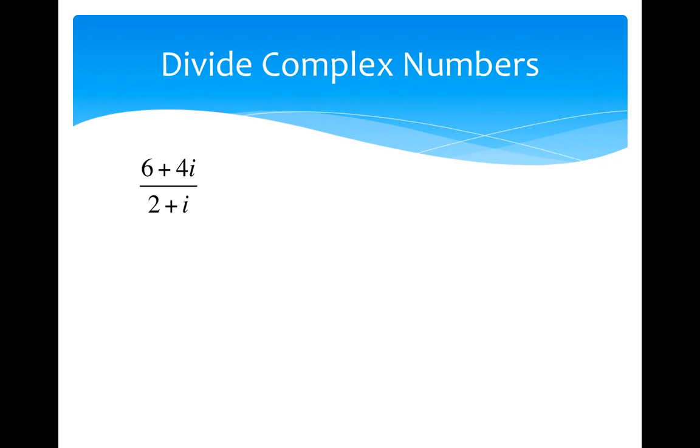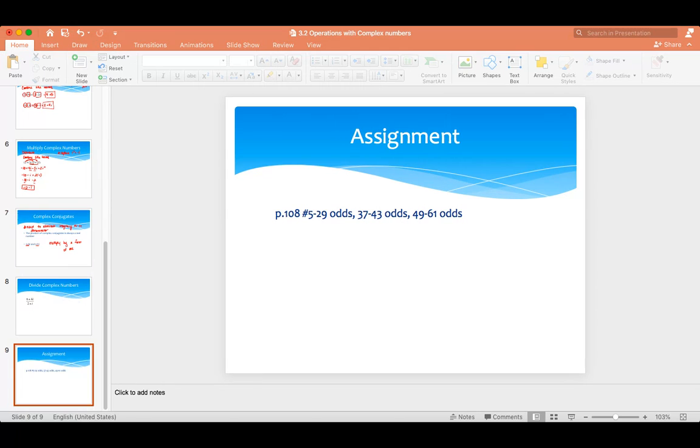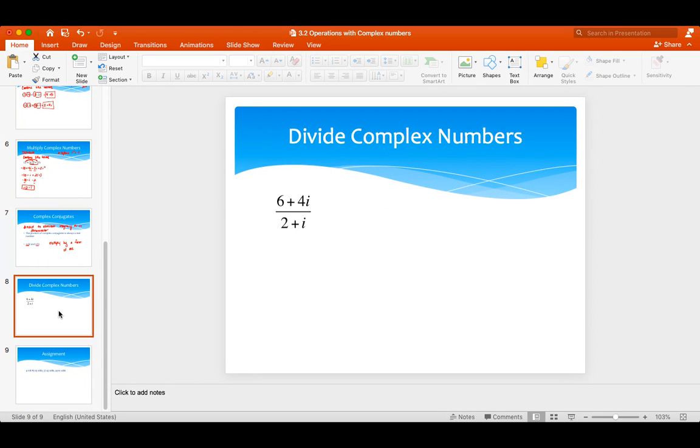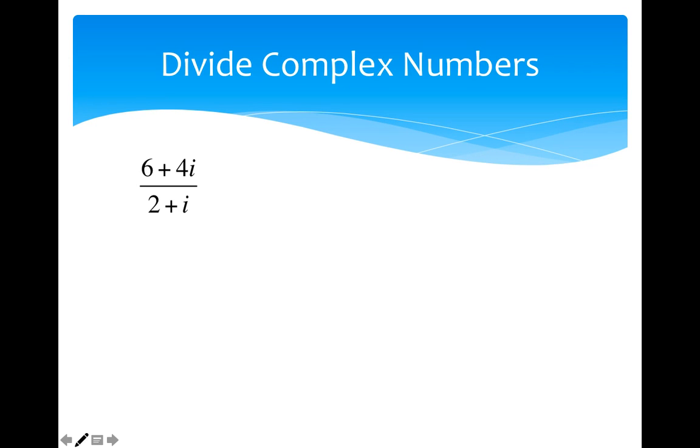So here's an example. We've got 6 plus 4i over 2 plus i. Hang on just a second here. There we go. Okay, so you are not allowed to leave that 2 plus i in the denominator and have this be considered simplified. Again, similar to what we did if we had radicals in the denominator.